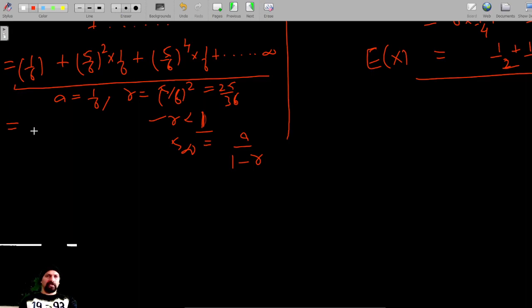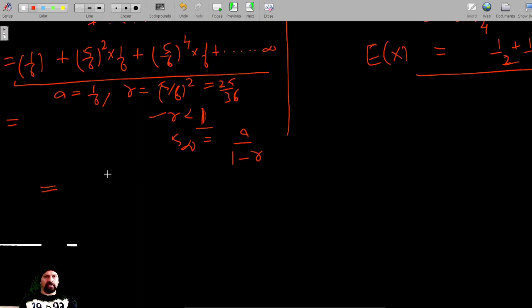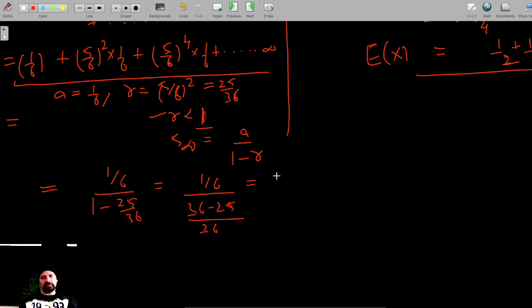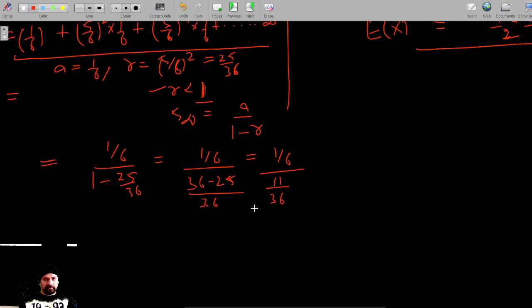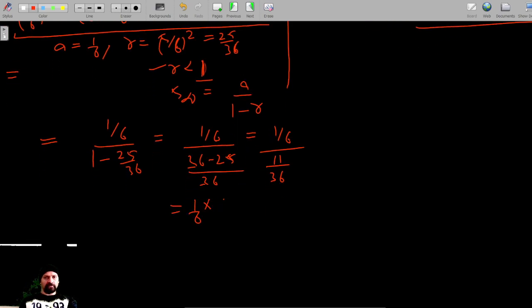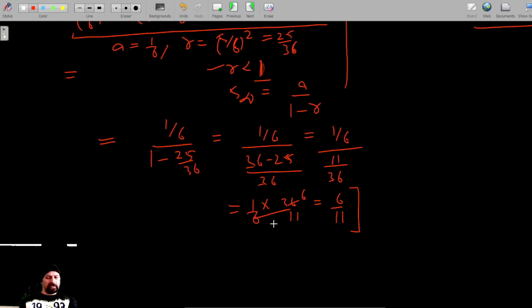So let's get the sum of this, where a is 1 by 6, the first term, over 1 minus 25 by 36, which gives 1 by 6 divided by (36 minus 25) by 36, which is 1 by 6 divided by 11 by 36, which gives us 1 by 6 into 36 by 11. So the probability of A winning the game is 6 by 11.